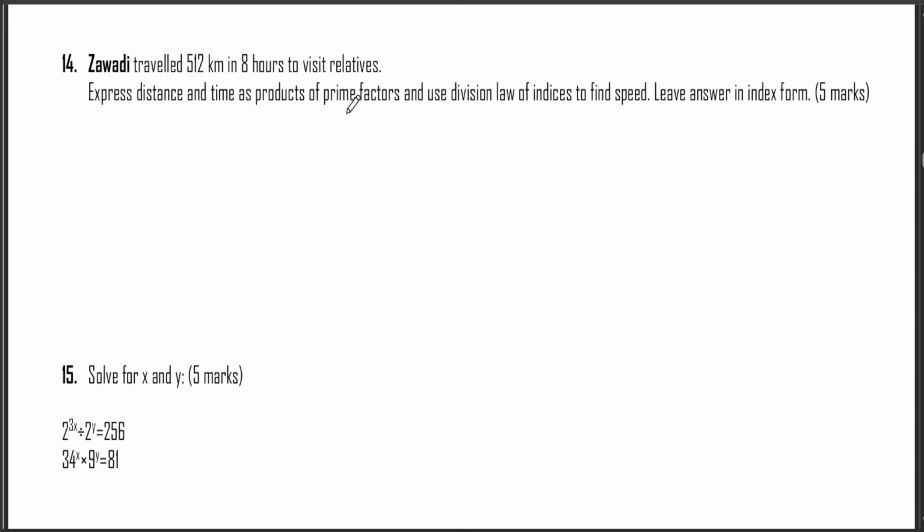Now, Zawadi traveled 512 kilometers in 8 hours to visit relatives. Express distance and time as a product of prime factors and use the division law of indices to find speed. Leave the answer in index form, which is very intriguing. For us to get speed, we need to take distance over time. That is speed. But before that, we need to write 512 as a product of prime factors, and also 8 hours.